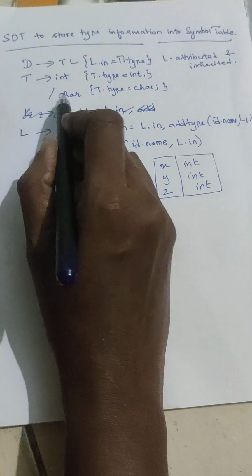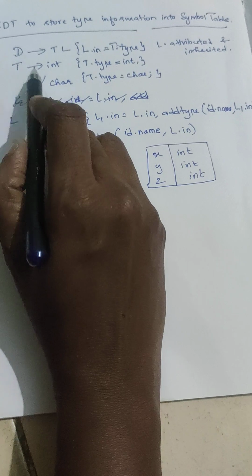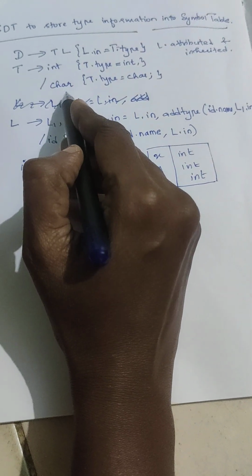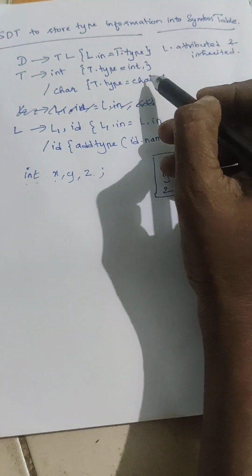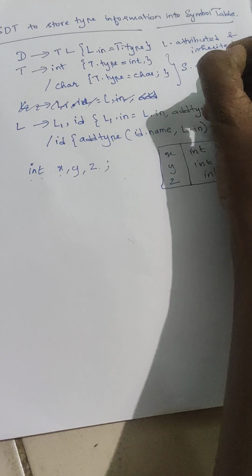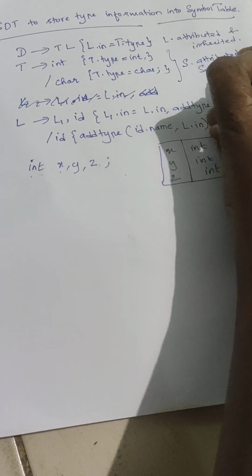Similarly, when you go for the second production, T derives int. Here what we give is T dot type. The left hand side is taking its value from its right hand side children, int or character. So these two are synthesized attributes, right? S attributed or synthesized one.